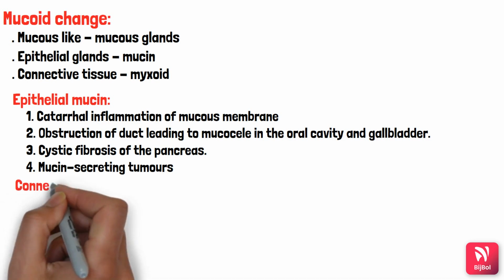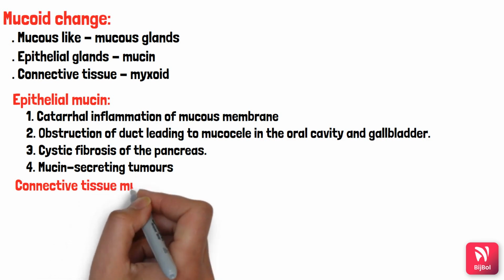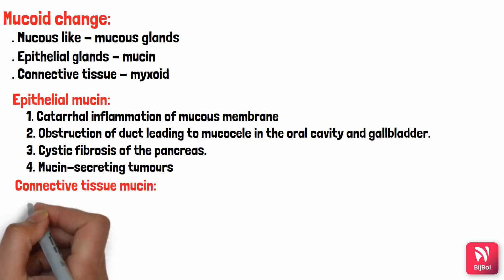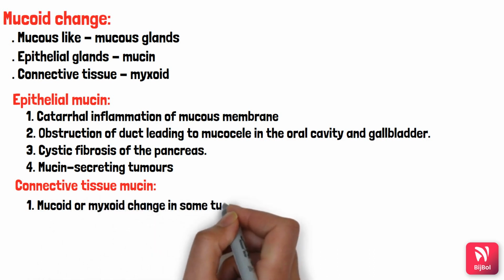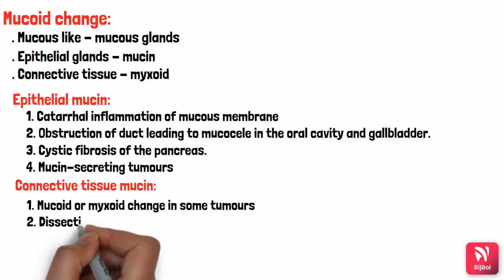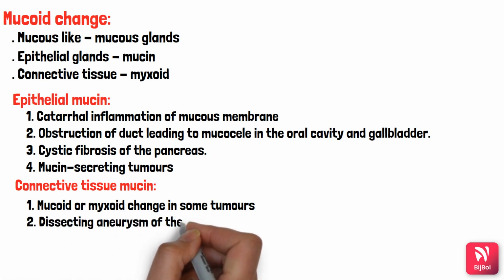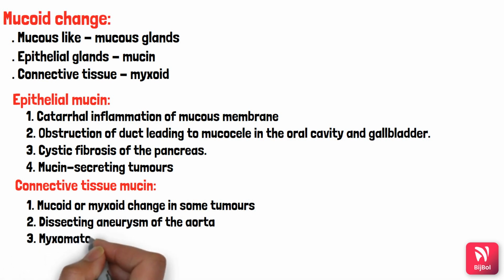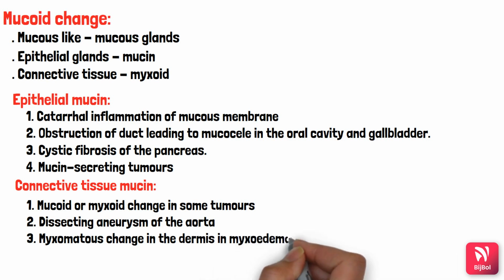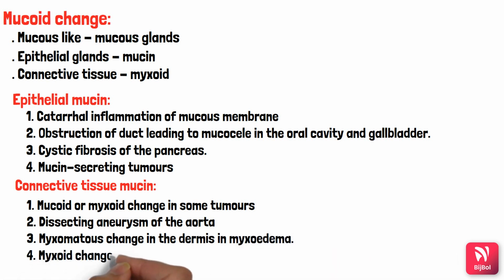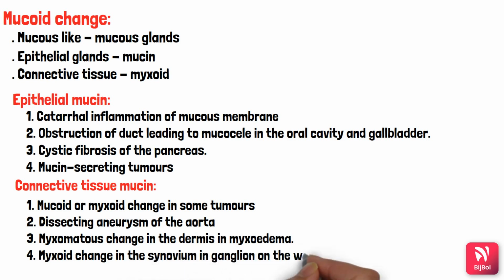Now where is connective tissue mucin seen? Connective tissue mucin is seen as mucoid or myxoid change in some tumors like myxomas. Even in the oral cavity, odontogenic myxomas can occur, and sometimes in dissecting aneurysm of aorta, and even in thyroid conditions like myxedema, where there is a myxomatous change. And sometimes this myxoid change can be seen in synovium, in ganglion on the wrist. So these are all where connective tissue mucin is seen. So this is about mucoid change.